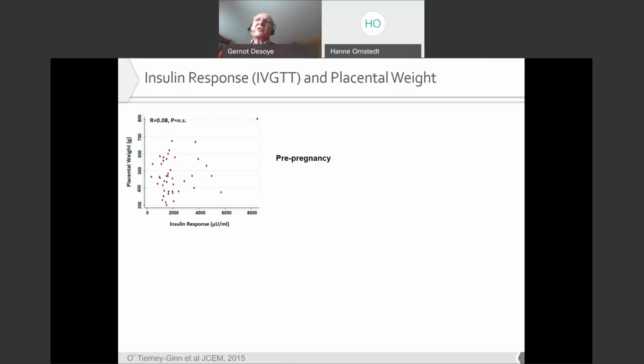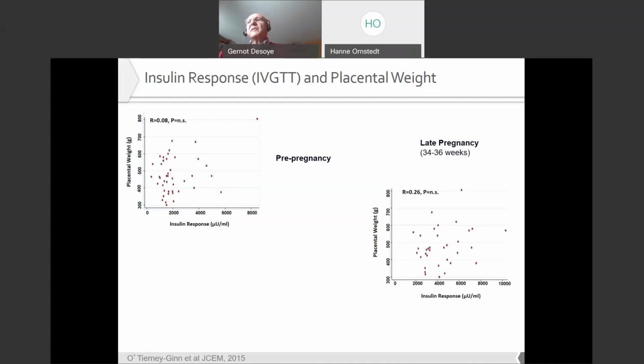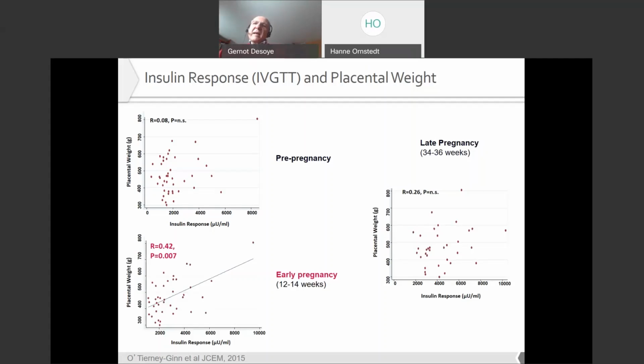They measured the insulin response to an intravenous glucose tolerance test pre-pregnancy and did not see any association with placental weight at the end of pregnancy. The same result was found when they tried to associate the insulin response of the IV GTT to placental weight late in pregnancy. But interestingly, there was a positive and significant correlation of this insulin response in early pregnancy, defined here as week 12 to 14, with placental weight at the end of pregnancy.